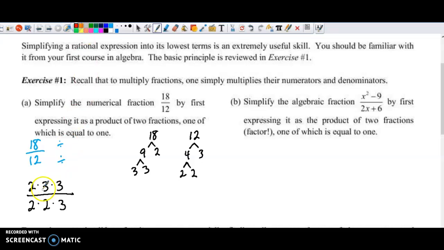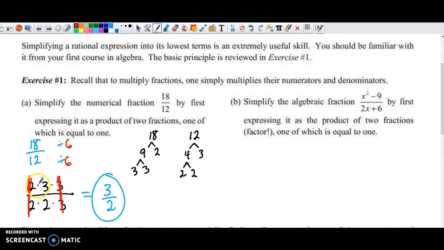And what happens is you can divide top and bottom by 2. Each one of those reduced down to 1. 3 divided by 3 is 1. And your best answer is 3/2. Now, some of you might be sitting there saying, well, I knew that at the beginning because 18 divided by 6 is 3, as long as I do 12 divided by 6 as well, which is 2.